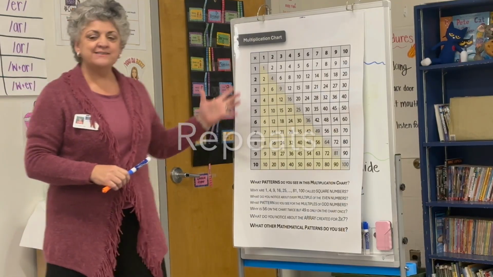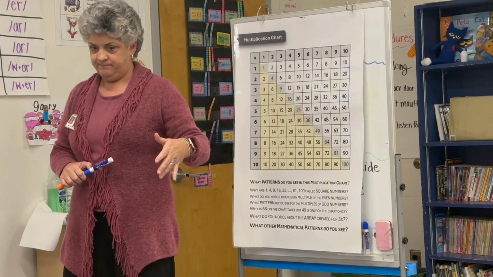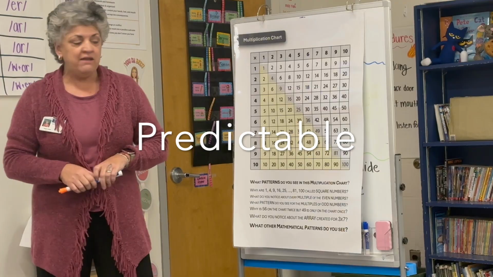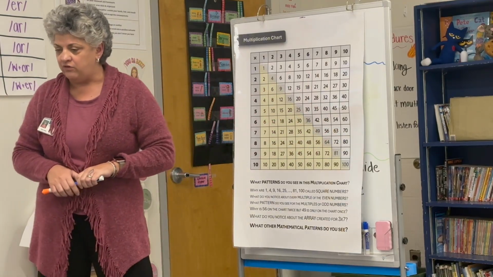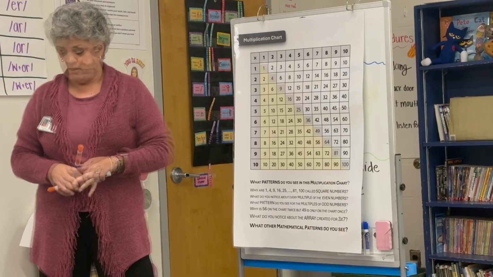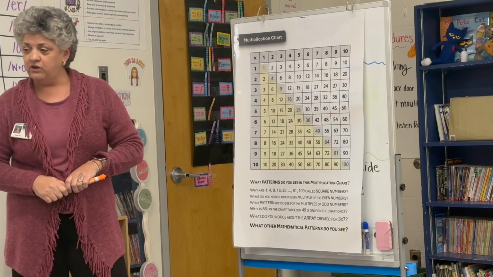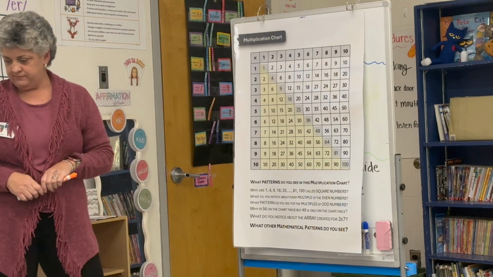A pattern has 2 things that must be true. One, it has something about it that repeats over and over and over again. The second thing is that it's predictable. Even if you don't write what's next in the pattern, I can figure it out because there's a pattern. So take a look at this multiplication chart. I want you to look for as many patterns as you can see on this chart.